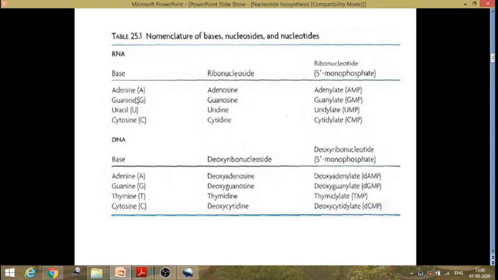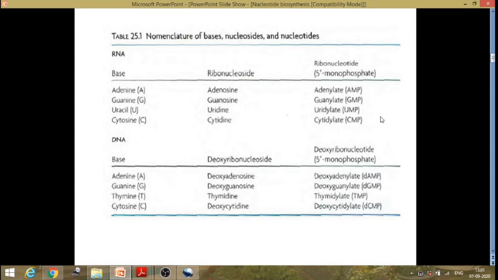So for RNA, we have ribonucleosides, and the nomenclature for ribonucleosides is: adenine gives adenosine, guanine gives guanosine, uracil gives uridine, cytosine gives cytidine. These are the ribonucleosides, and similarly adenylate, guanylate, uridylate, and cytidylate.